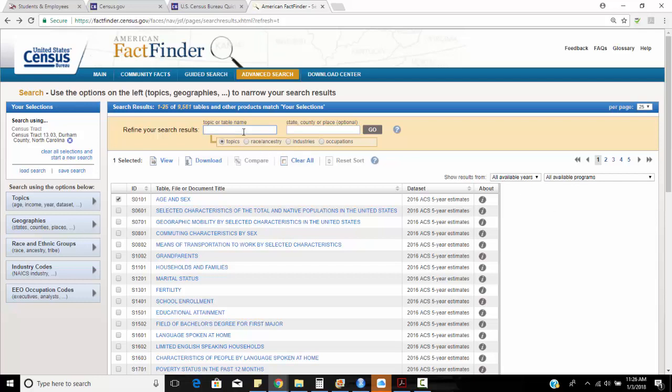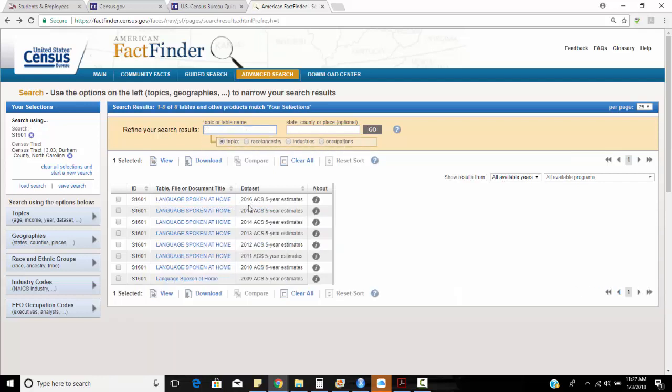Now I'm going to put in a table here, and it asks for S1601, language spoken at home. So this is 2016 ACS 5-year estimates. ACS is the American Community Survey. This is a survey taken during non-decennial census years. 5-year estimates means that it's averaged over 5 years. And the 2016 is the latest year. So we have 2016, 15, 14, 13, and 12.